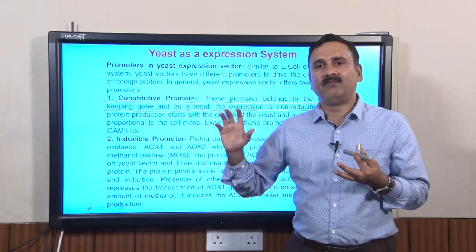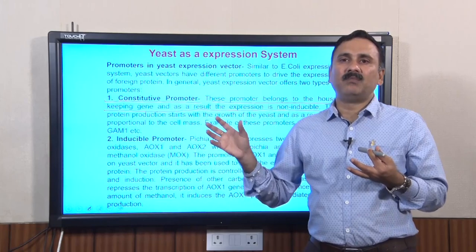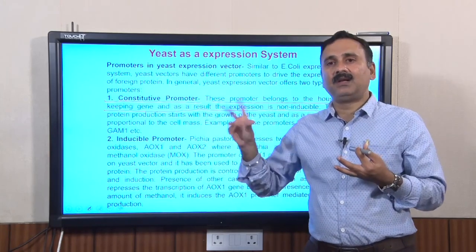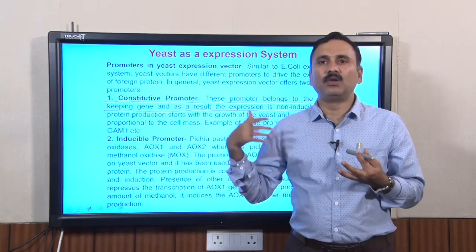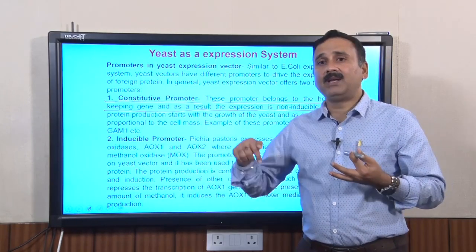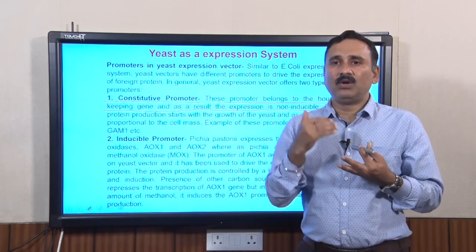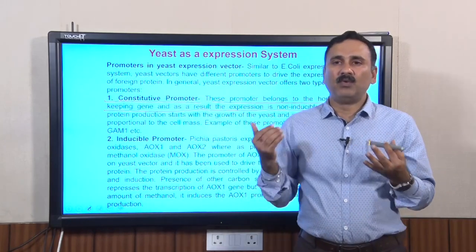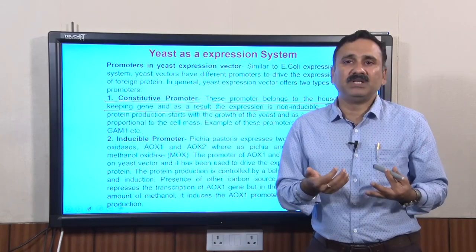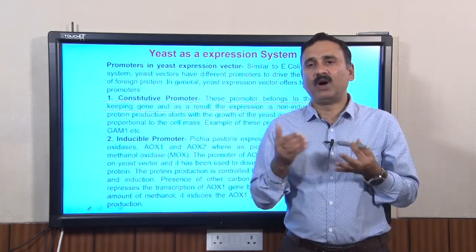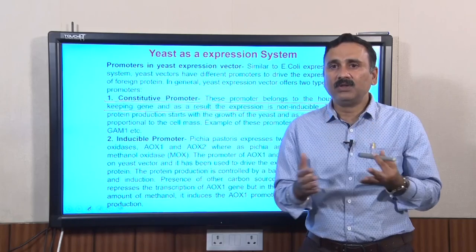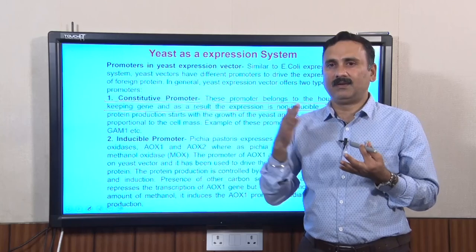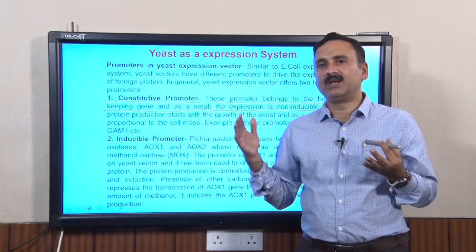For example, when we were using the CI3 promoters, we were changing the temperature, and changing the temperature is also driving the protein production. But in these cases, you cannot do that because most of the constitutive promoters belong to the housekeeping genes, and you know the purpose of a housekeeping gene is to produce the protein at a consistent rate throughout the life of the particular organism.